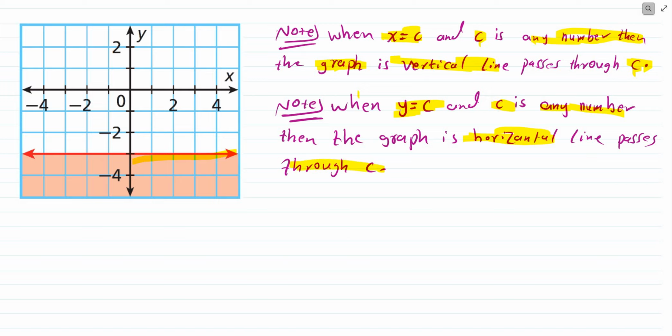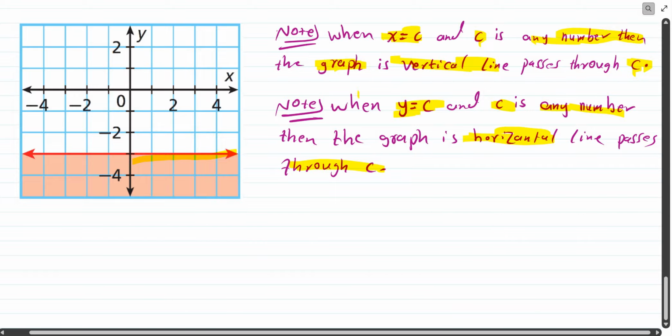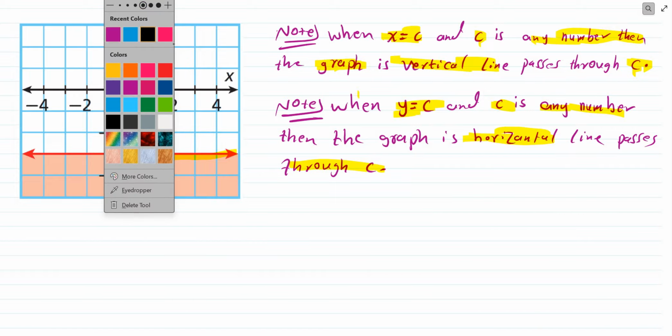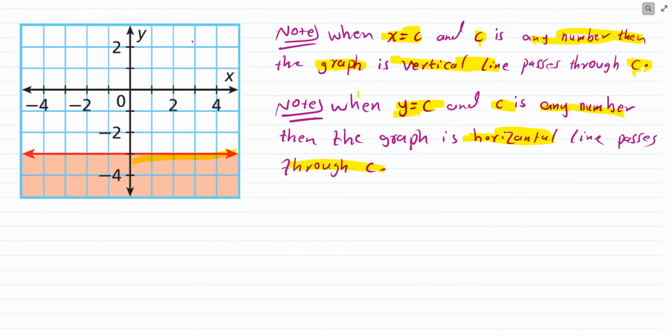If y equals 1, then the graph is going to be a horizontal line passing through 1. When y equals 2, the graph is going to be, for example, y equals 2. So on the 2 on the y-axis, you will draw a line. Okay, students, for this question here, I have the line passing through which point? -3. So we know that it's horizontal, so the graph must be y equals -3, right?